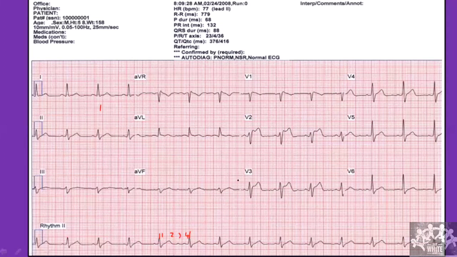So to calculate the heart rate, there is a simple formula, which is 300 divided by the RR interval. When we take 300, we take the RR interval in large boxes. So how many large boxes are there here? Large boxes is 4. That means 75. This is the heart rate. So the heart rate is 75 here. Okay.